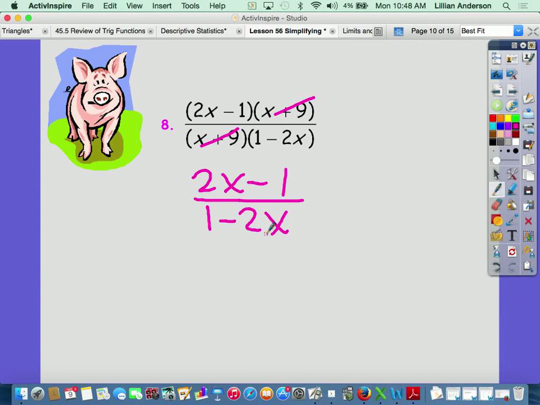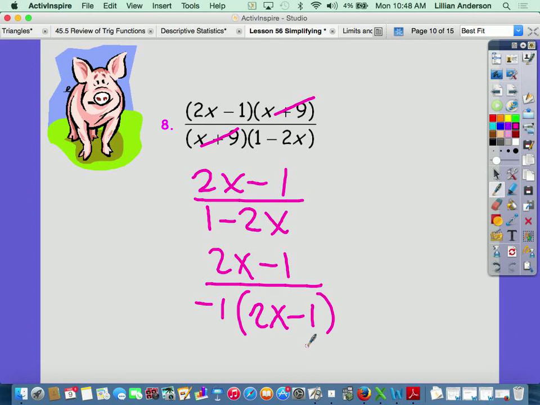I can factor out that negative 1, can't I? So then that leaves me with what? 2x minus 1 plus negative 1. A negative had to come out of both of those, so it changed the signs for both. Those cancel out, and I'm going to be left with a negative 1.